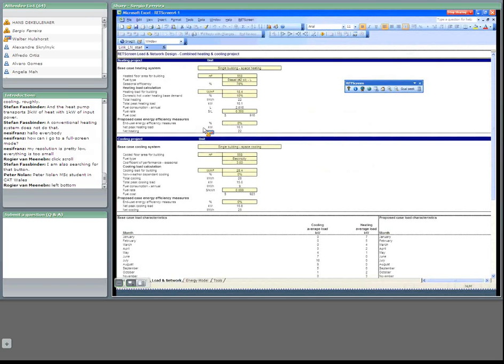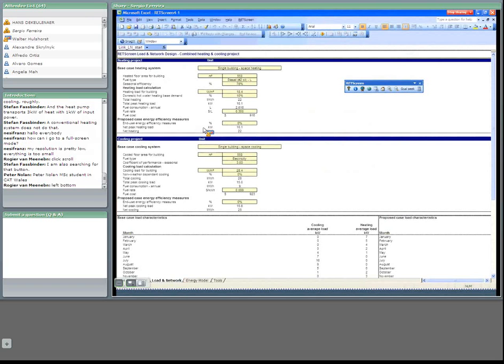characteristics. If we would change, for example, the energy efficiency measures, this curve would change. But let's keep it simple and keep it like this. So let's move to the energy model. We have defined the base case before. We have now the proposed case.